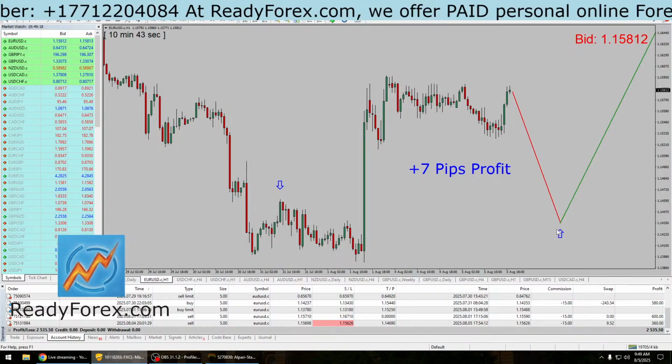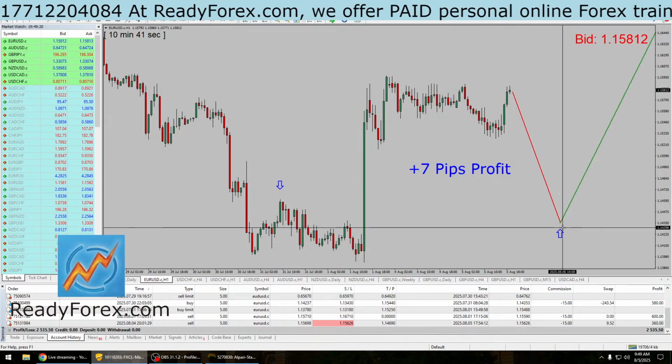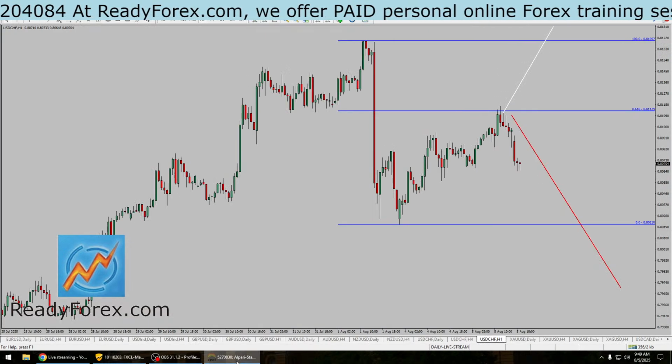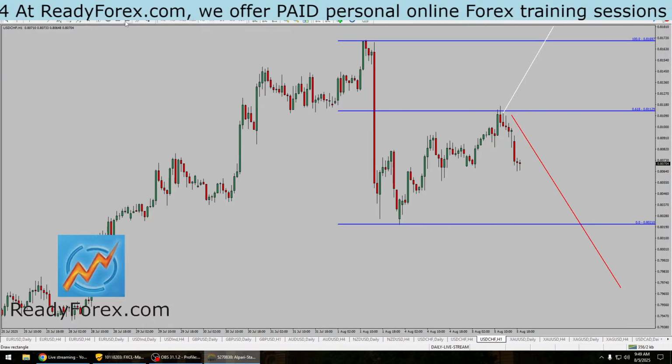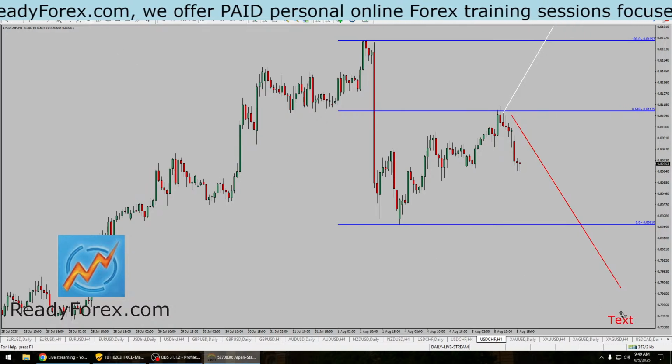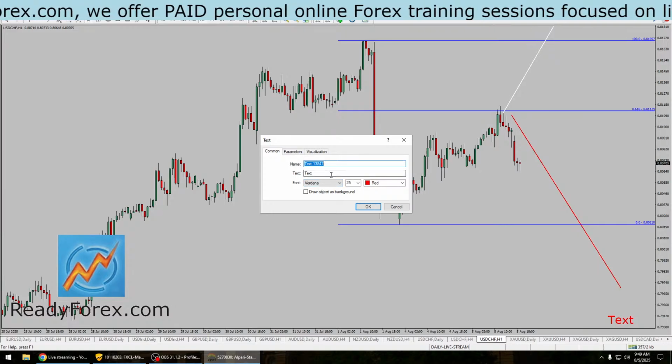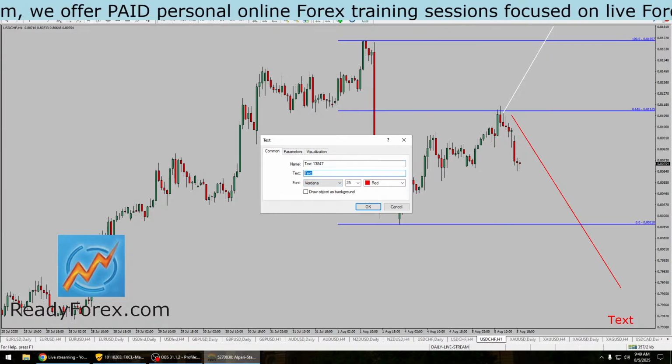So regarding the euro, one setup I already discussed, and regarding the US dollar Swiss franc, I think somewhere down over here, this is the buy trade plan.